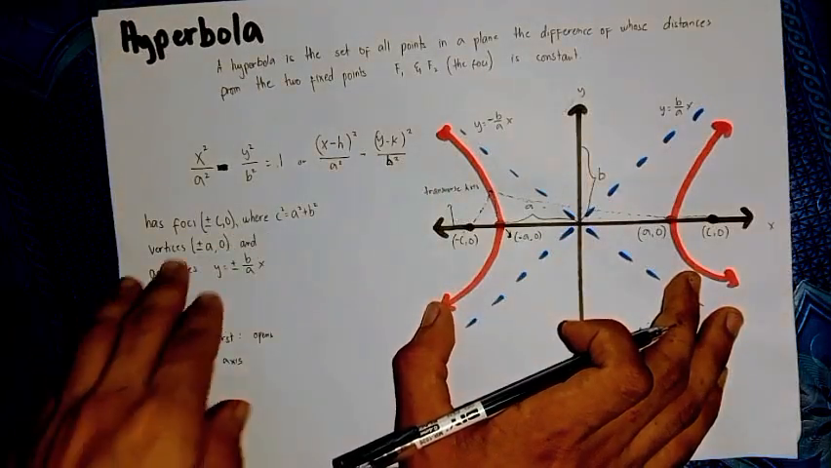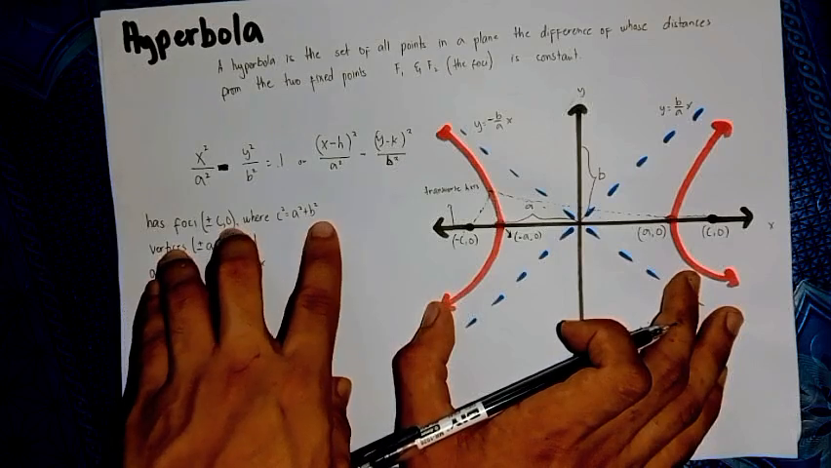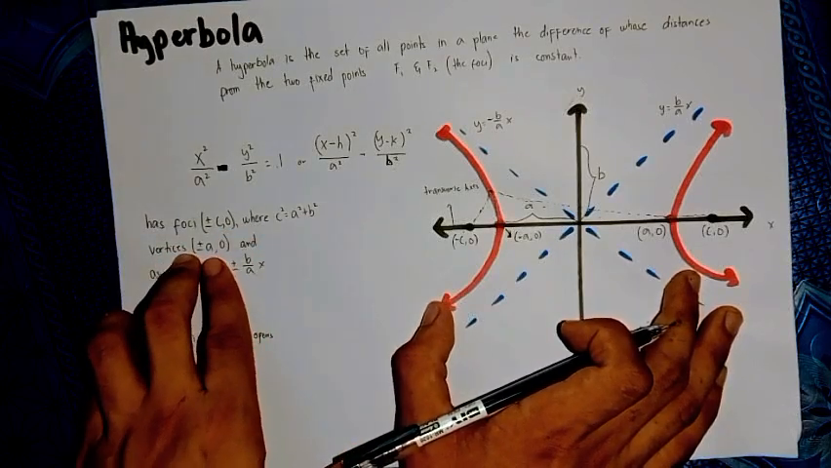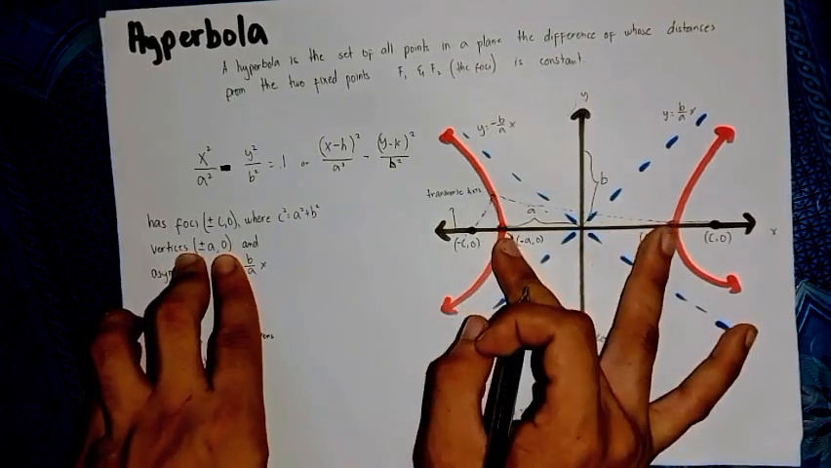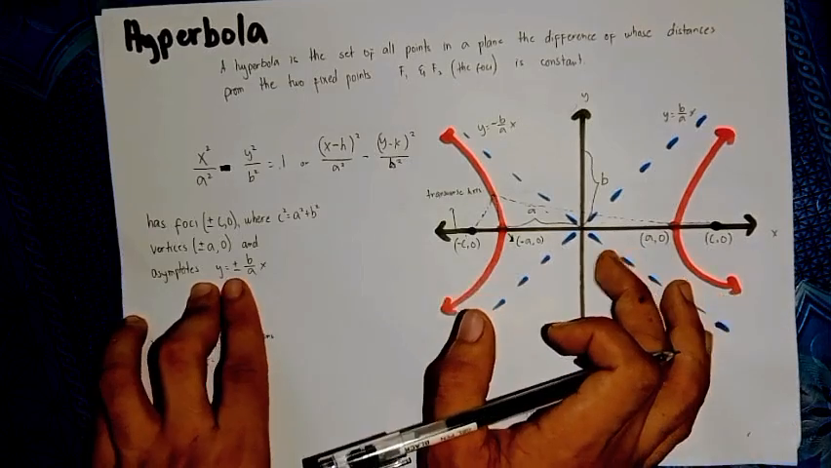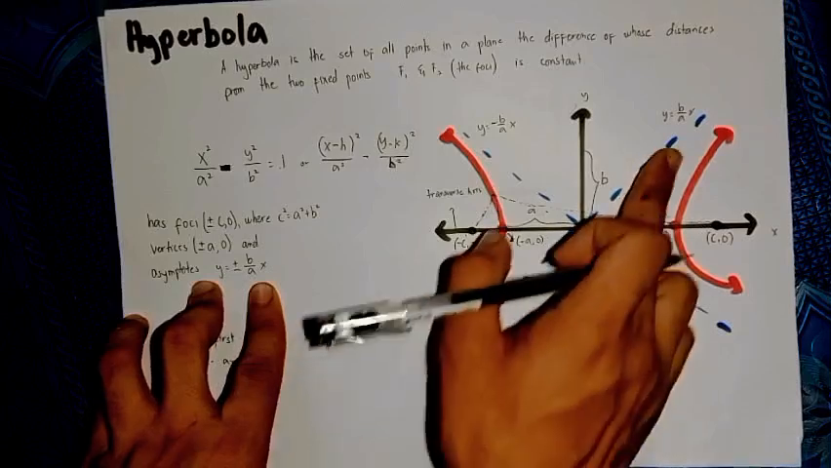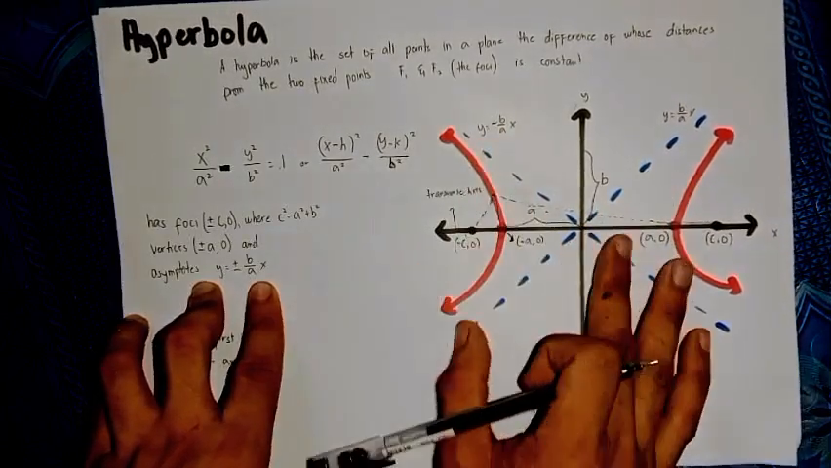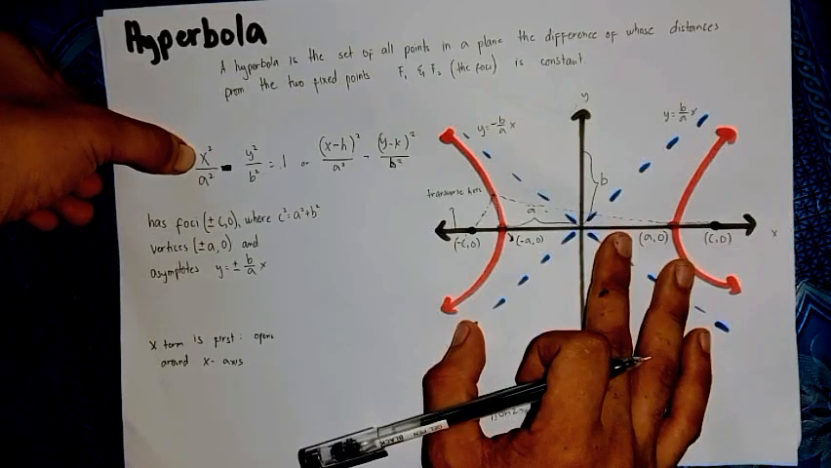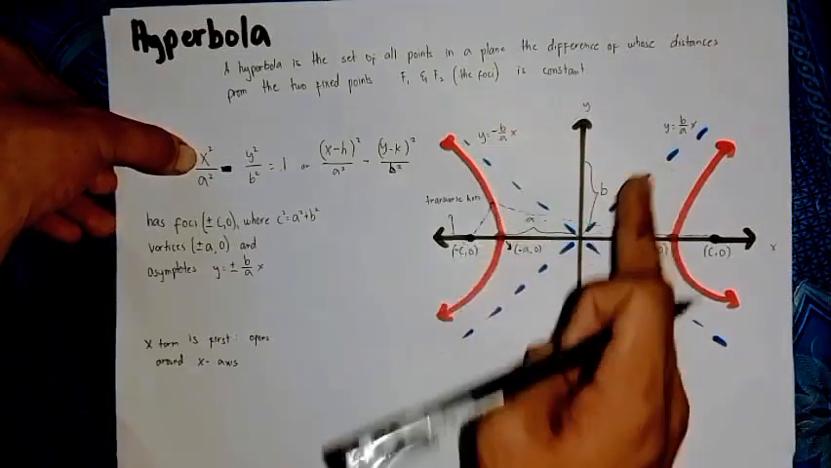Now, it has foci positive and negative c, 0, where c squared is equal to a squared plus b squared. Vertices are positive and negative a, 0. These are the vertices, and these are the foci. The formula for the asymptote is y equals positive or negative b over a x. Now remember that if the x term is first, the hyperbola opens around the x-axis, or we have a horizontal hyperbola.